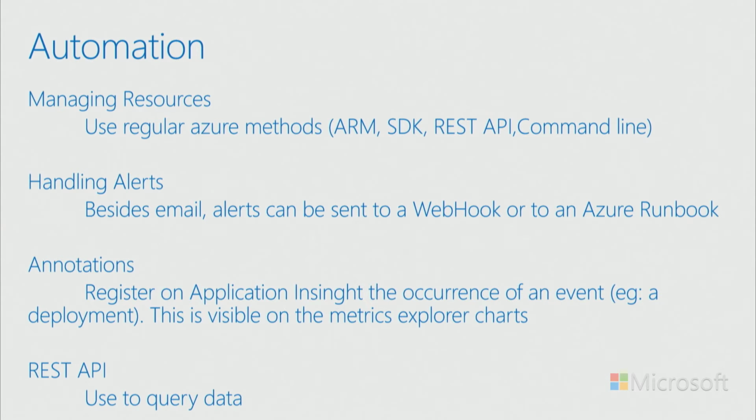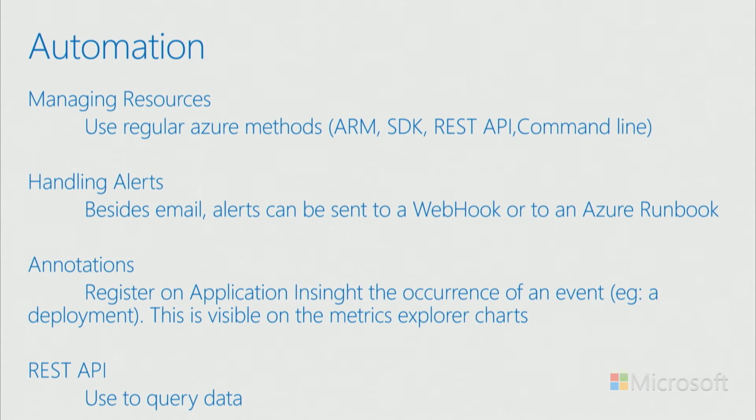Automation is typically used to manage resources. So, for example, we can integrate Application Insights into our DevOps process, so we can automatically provision resources from our release or build process. Instead of doing it by hand, we can do it by using ARM or the SDK, the REST API, or even the command line, the Azure command line.